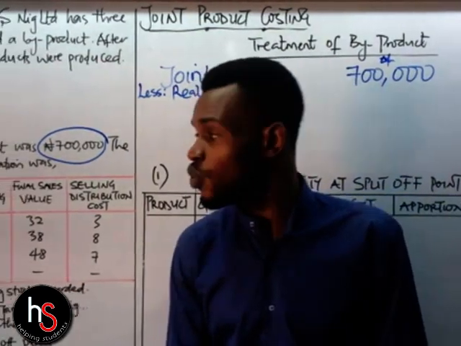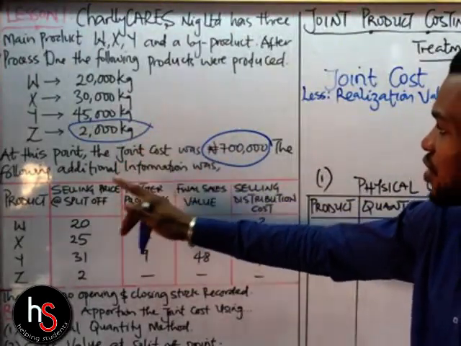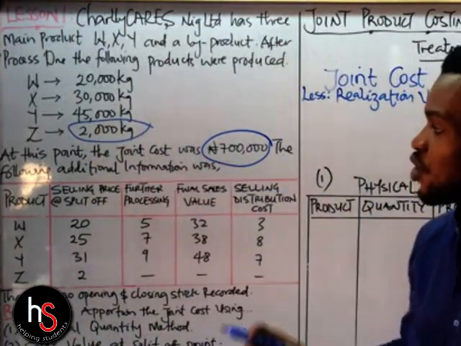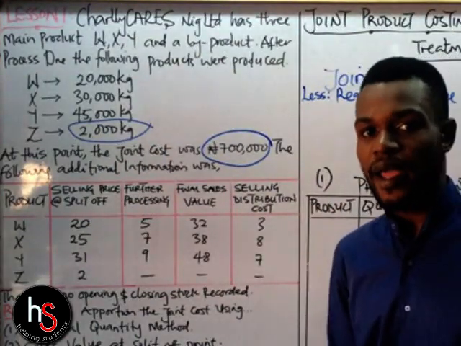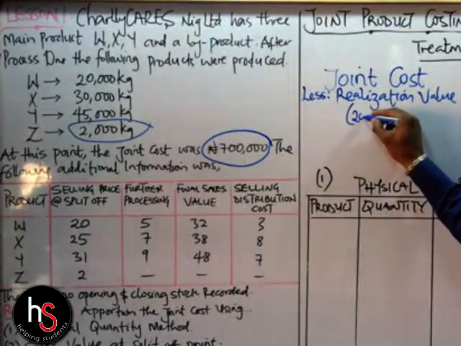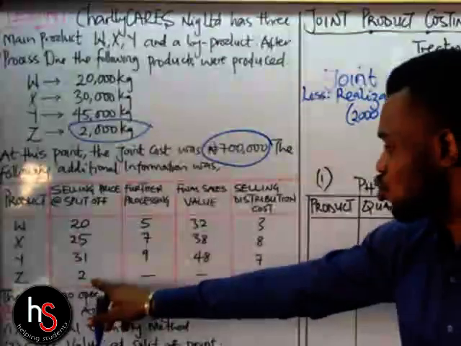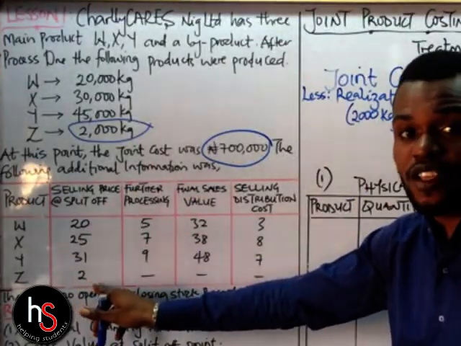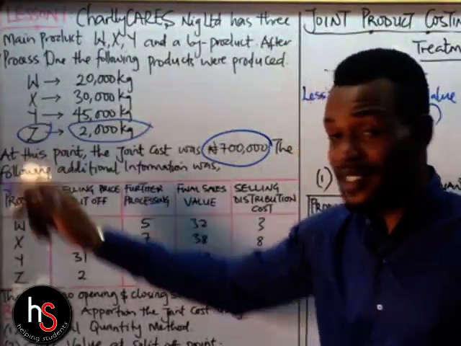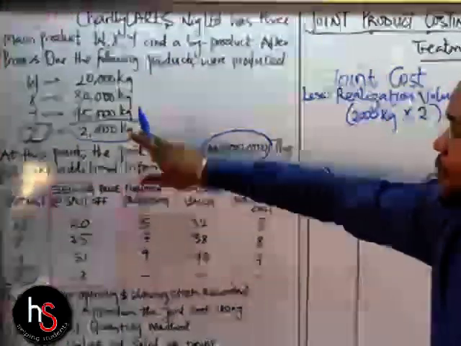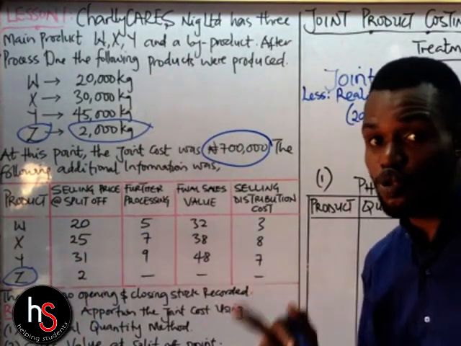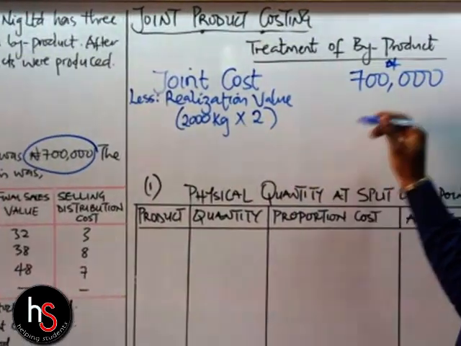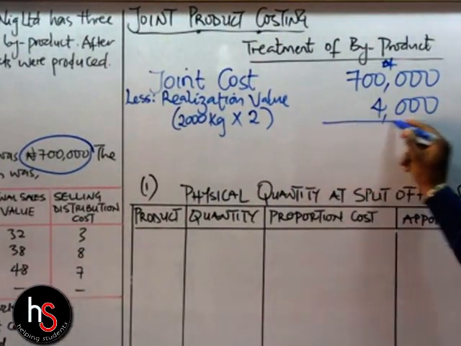But how do we get to the exact figure we use? Since our byproduct in kilogram is 2,000, and Z under this section in the table we are given is 2, we are going to multiply 2 by 2,000 to give us the actual value of our byproduct. So we say 2,000 kg times 2. Mind you, 2,000 kg is the quantity of the byproduct, times the selling price at split off point of that byproduct. You know the byproduct was Z, and here we also have it as Z. The kilogram is 2,000 kg, while the selling price is 2. So we multiply the 2,000 kg with 2 to get the actual value. So 2,000 kg times 2 gives us 4,000. So we are done with this.